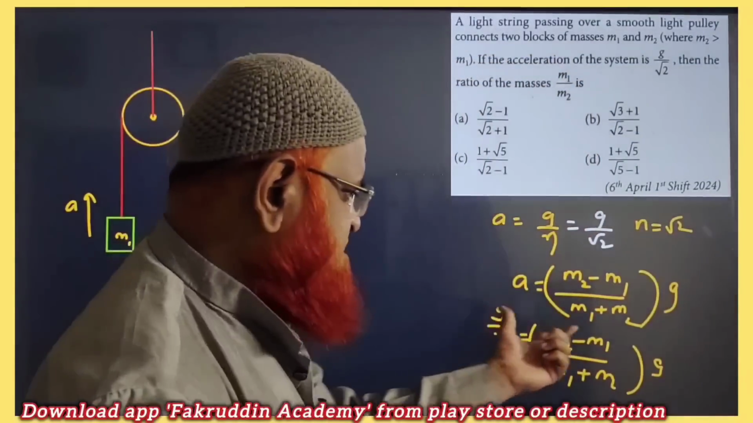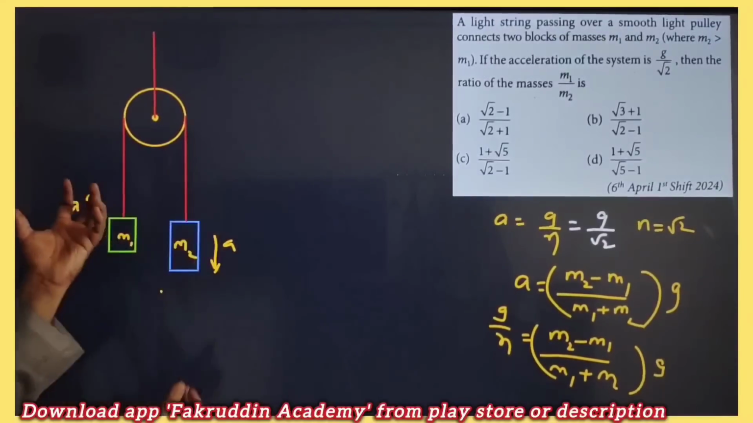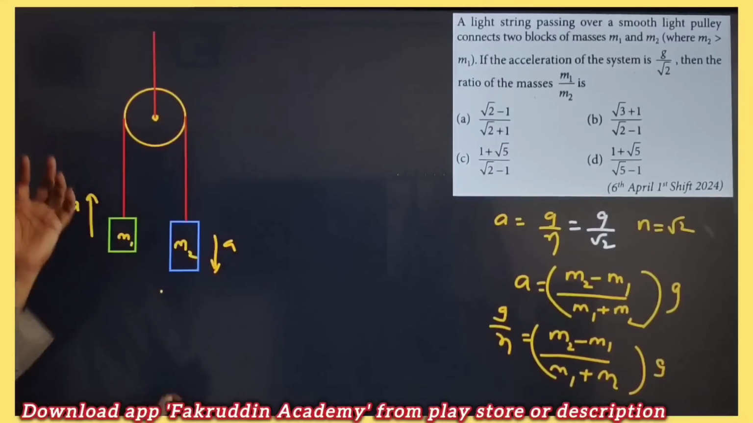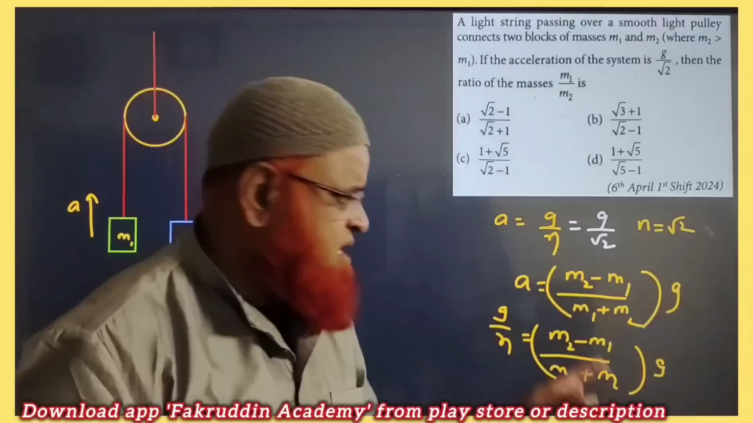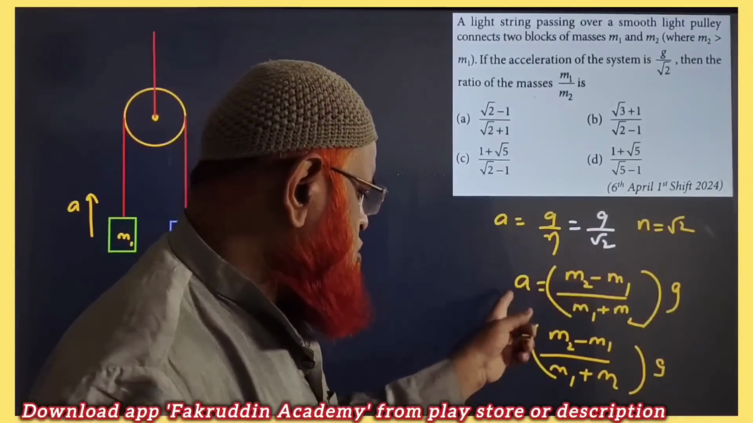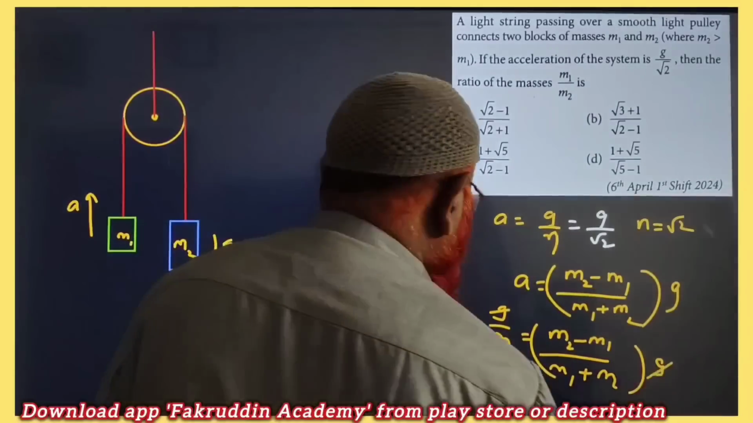So you know the acceleration formula for this type of system. There is a pulley and block system. One is going down, one is moving up. m2 is going down, m1 is moving up. So how can we create short tricks? Instead of a equal to g by root 2, you have to write a equal to g by n. That's it. So g gets cancelled.